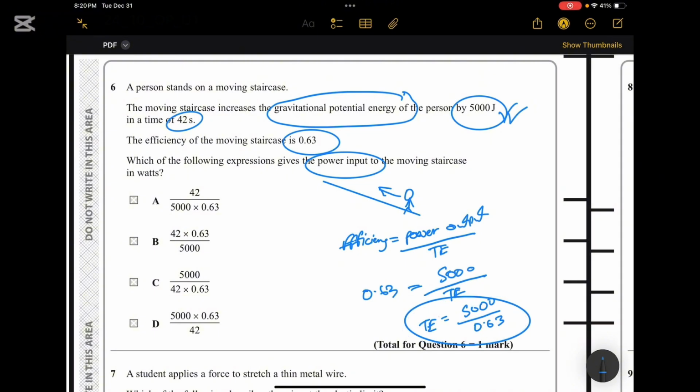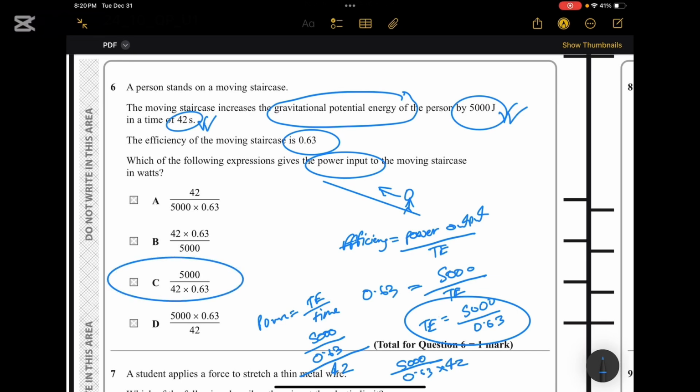So now we will find out the power using this total energy divided by the time that they have provided us with. So this is going to be 5,000 divided by 0.63 divided by 42, which means 5,000 divided by 0.63 into 42. So our answer is going to be C. Okay, so we are done with them.